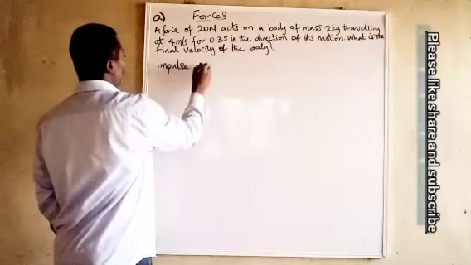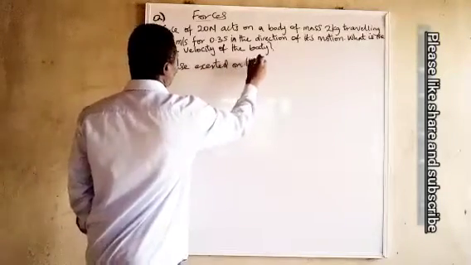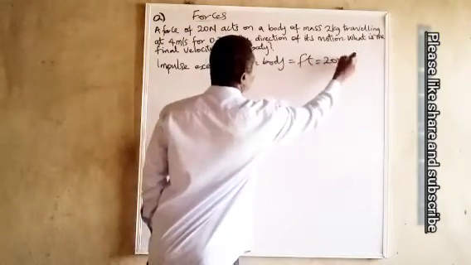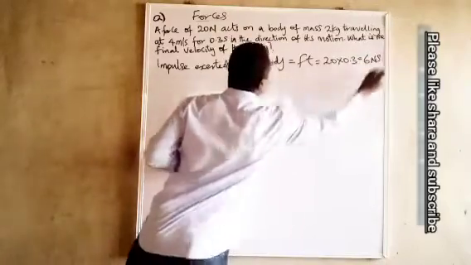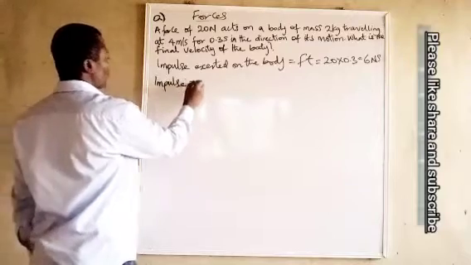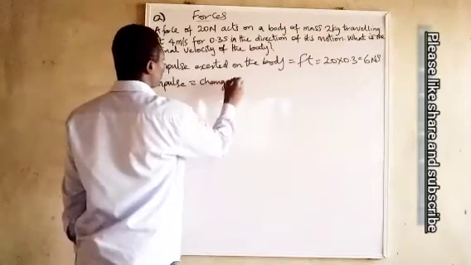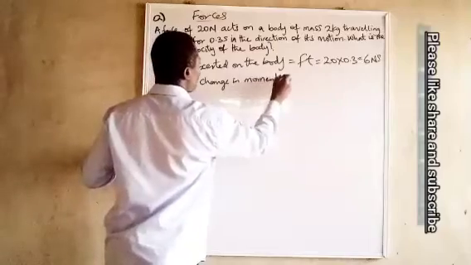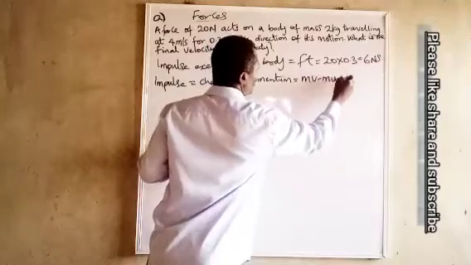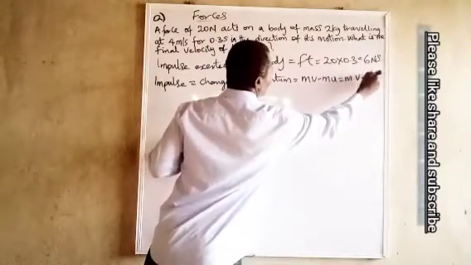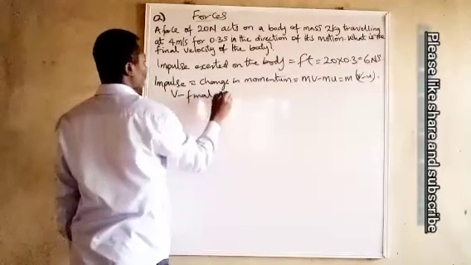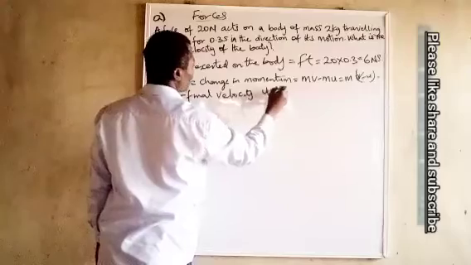Impulse exerted on the body is equal to Ft, which is 20 times 0.3, that is 6 newton seconds. And impulse is equal to change in momentum of the body, and that is mv minus mu, which is m times v minus u. You can see, v is final velocity, and u is initial velocity.